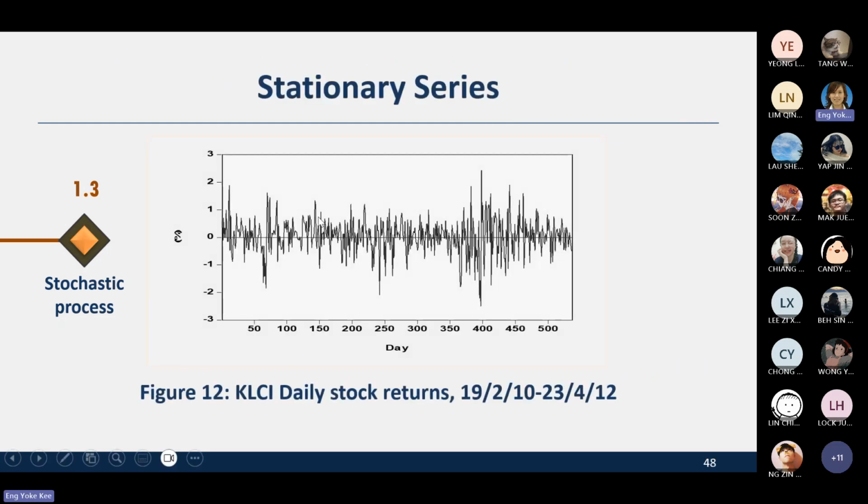So from this, you can see, is this a stationary series? Yes. Fluctuation lingers around this constant mean value. How much is the mean value? Roughly 0. It fluctuates within a constant bound. So this is a typical stationary series that you see.